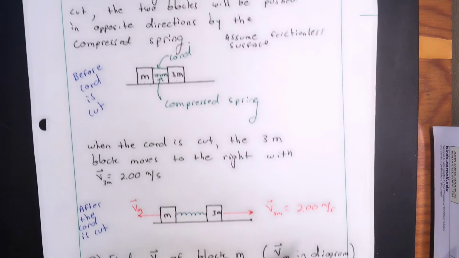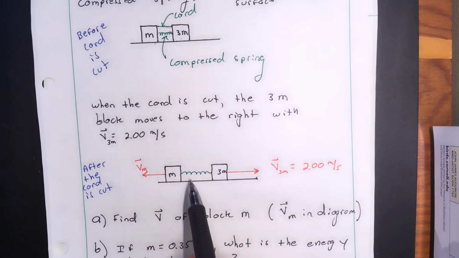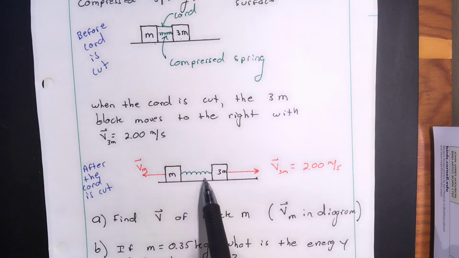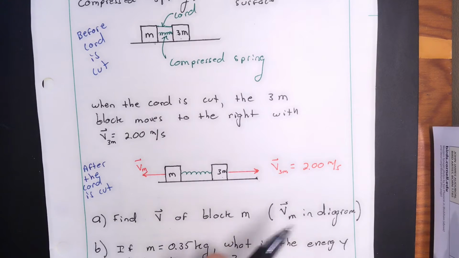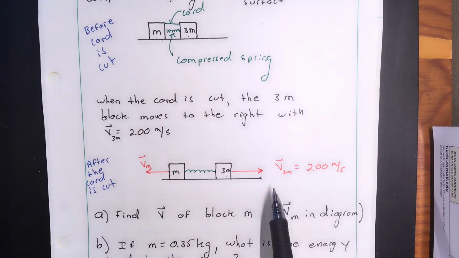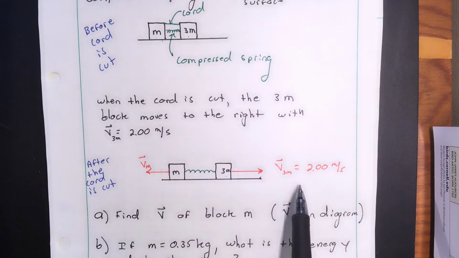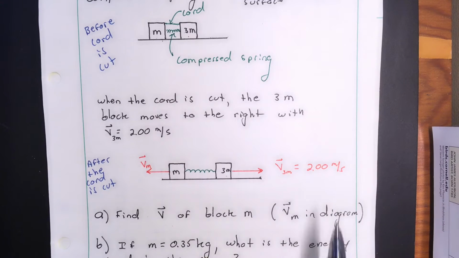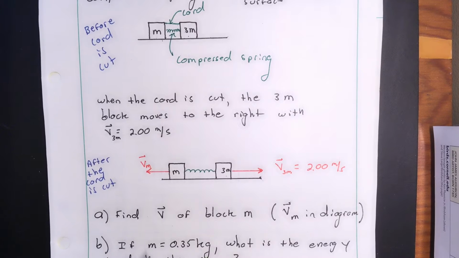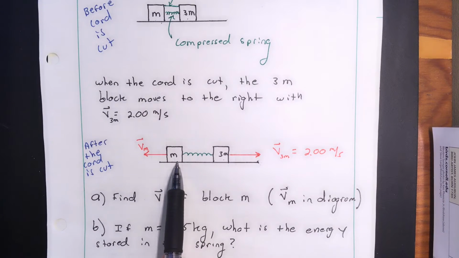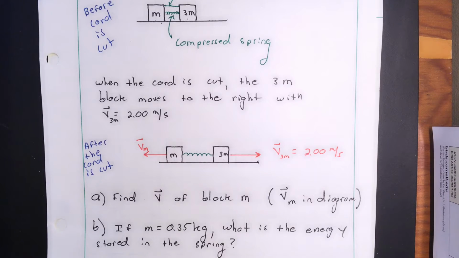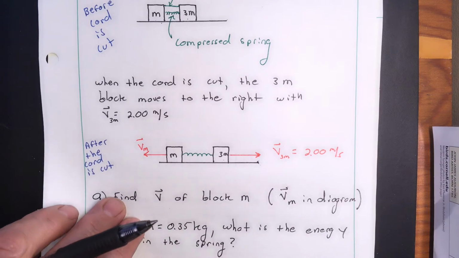Once the cord is cut, the compressed spring goes back to its original rest length, and in doing so pushes the 3m mass to the right and the m mass to the left. We're told that the 3m mass has a velocity of 2 meters per second. We're asked to find the velocity of a block with mass m and the energy stored in the spring.